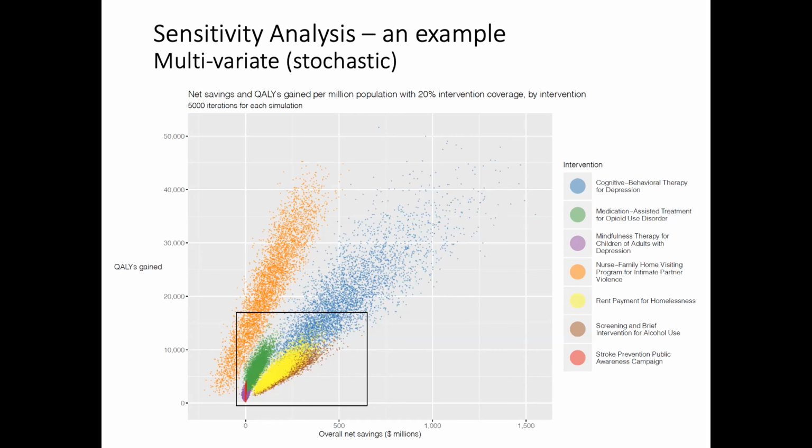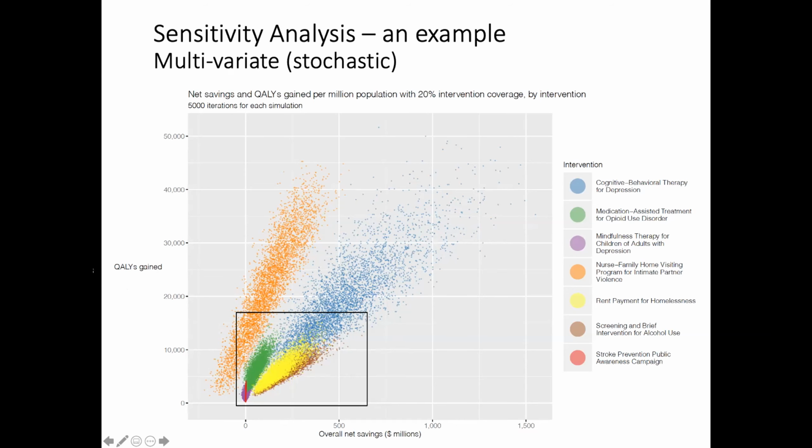This is a project looking at the indirect effects of COVID, things like the risks of increased opioid use, increased alcohol, homelessness, and the interventions to address them. The vertical axis is QALYs gained. This is per million population. So what we said is a million population, apply the intervention to the people who are affected, 20% of them.